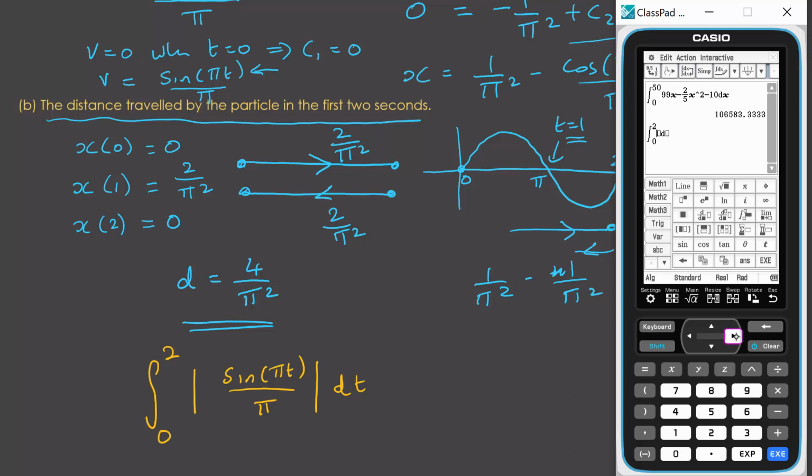So 0 to 2, and we've got the modulus function, and I've got sine of pi, let's just call it x, it's easily accessible. And I need to close the bracket on that. And of course that is over pi, and with respect to x. And there it is, 4 over pi squared, the same as what we got over here.